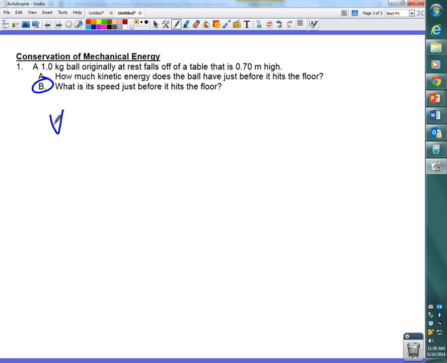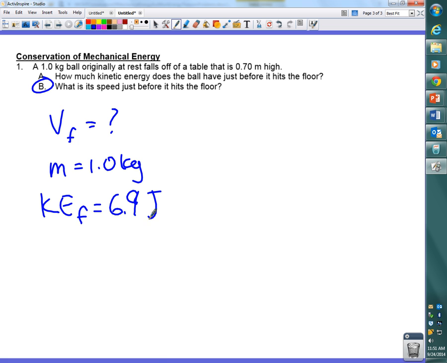Velocity. When? Right before it hits the floor. Which part of the ball's trip is that? Beginning or end? End. So that means really this question is asking us for the final velocity, right? Things we know. Well, we know the mass of the ball is still equal to 1.0 kilograms, right? And we just found out in the previous part of the problem that the final kinetic energy of the ball is 6.9 joules.